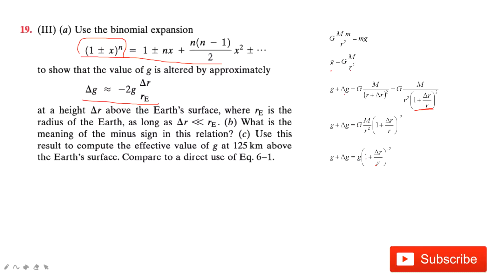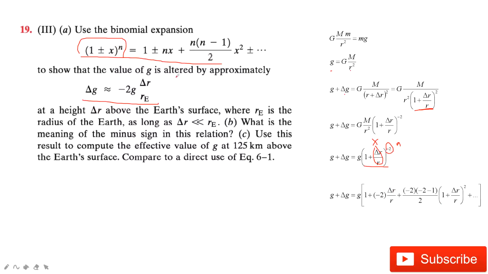Now we can expand this term in this equation. It is 1 plus delta r over r. So this part is just the x, right? This -2 is just the n. See, exactly the same. Now we can do the expansion. We expand it. So g, and then the first term, n is -2, we just copy it, and x is this term, plus the next term, this one.